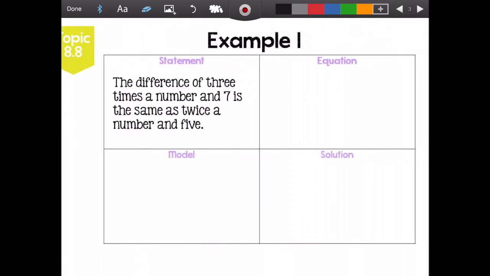Okay, so here we're given a statement, and then we're going to write the equation that goes with that statement. So this is kind of tying in what we were focusing on last week. So as we read this statement, it says the difference of 3 times a number and 7 is the same as twice a number and 5. So again, where it says the same as, this is where our equal sign is.